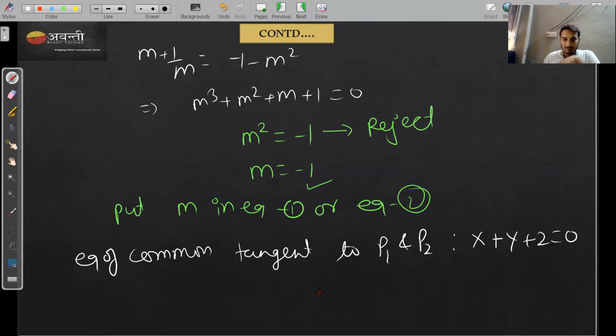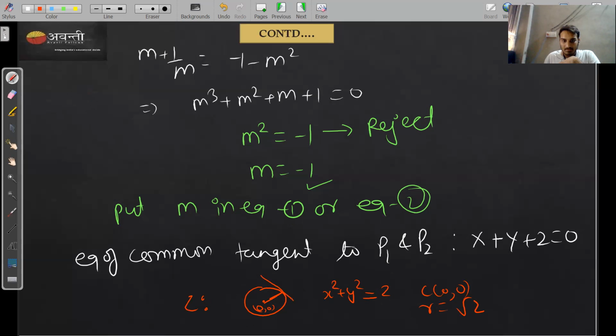See, what circle is given? X square plus y square equal to 2, right? This is the circle given. Now see, circle is x square plus y square equal to 2, so center is 0, 0, right? And radius is what? Center 0, 0, radius is root 2, right?